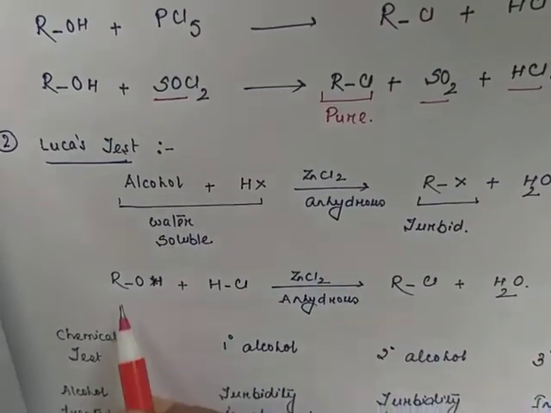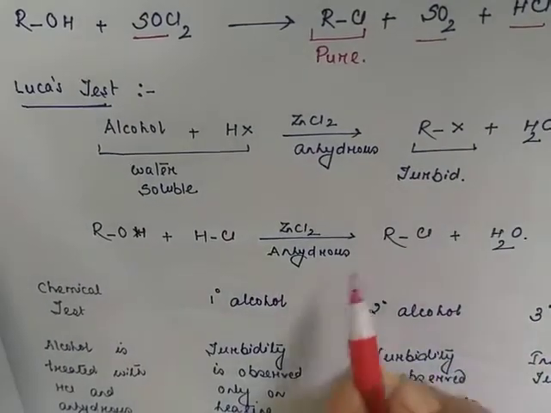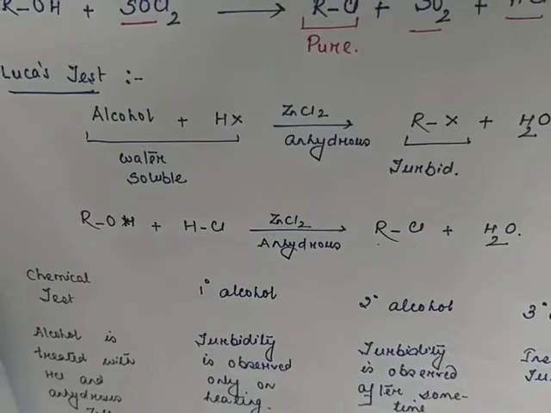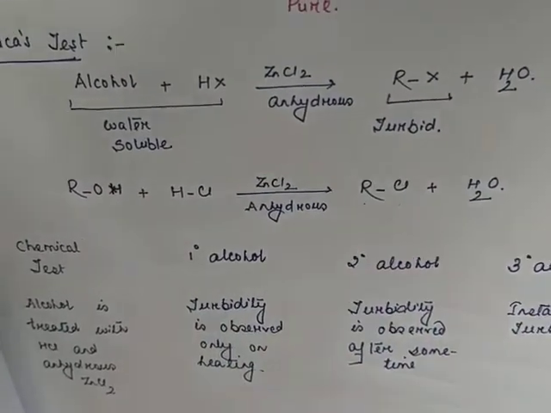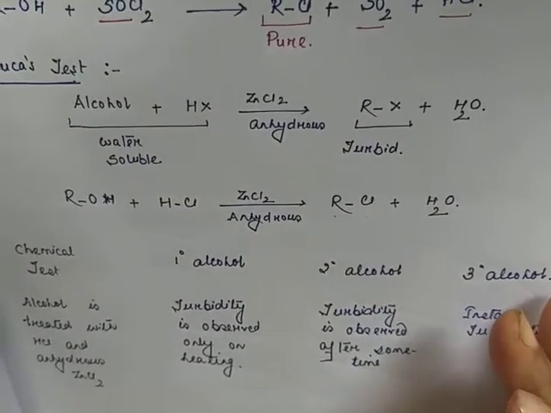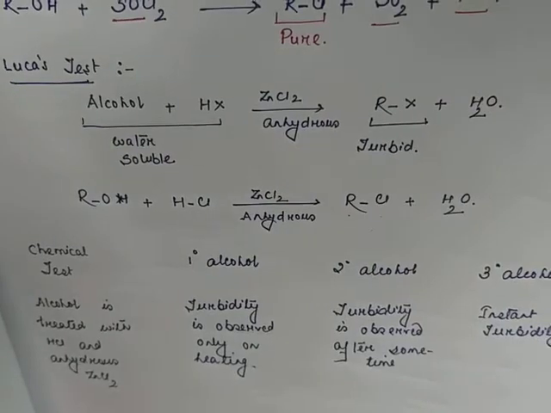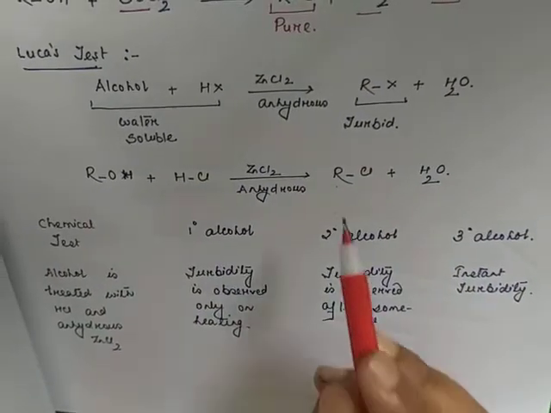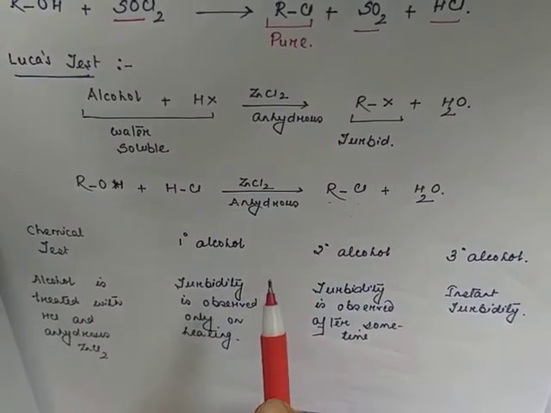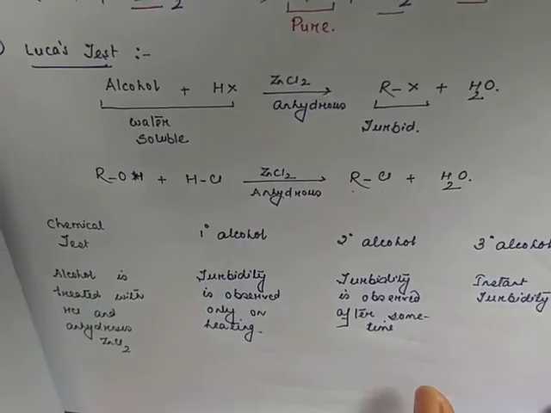When ROH, that is alcohol, is treated with HCl in presence of anhydrous zinc chloride, it forms RCl and water. So if we observe instant turbidity, this is tertiary alcohol. If turbidity appears after some time, it is secondary alcohol, and if turbidity is shown only on heating, it is primary alcohol. This again supports that tertiary alcohols are most reactive towards this C-O bond cleavage, followed by secondary alcohol and then primary alcohol. One more important thing needs to be told here, that even primary and secondary alcohols sometimes need the anhydrous zinc chloride as the catalyst, but tertiary alcohol doesn't even require this catalyst. Just simple shaking of this alcohol with HX leads to the formation of turbidity with tertiary alcohol.